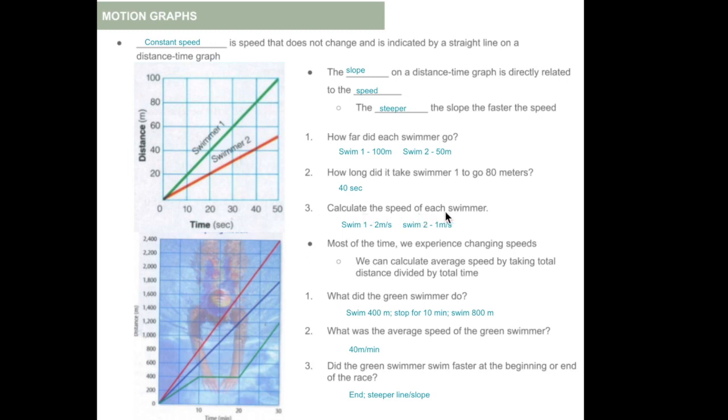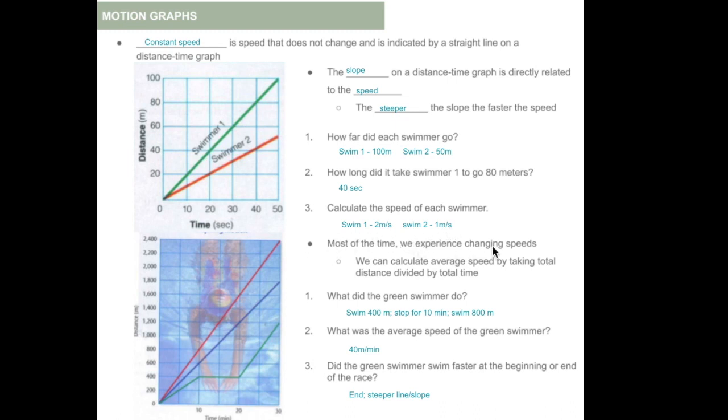Okay, and then calculate the speed of each swimmer. We're going to take the total distance that they traveled divided by the total time. For swimmer number 1, we're going to take 100 divided by 50, and we get 2 meters per second. I took distance divided by time, just like what we just practiced. For swimmer number 2, they went 50 meters in 50 seconds, so 50 divided by 50, we get 1 meter per second.